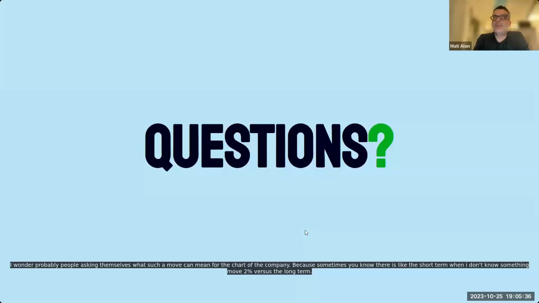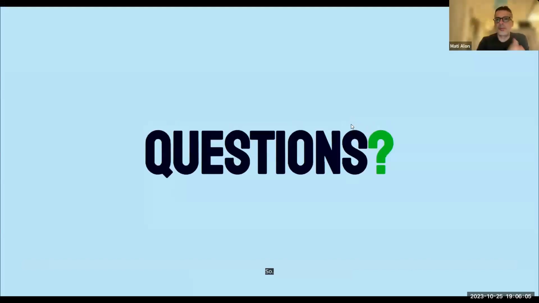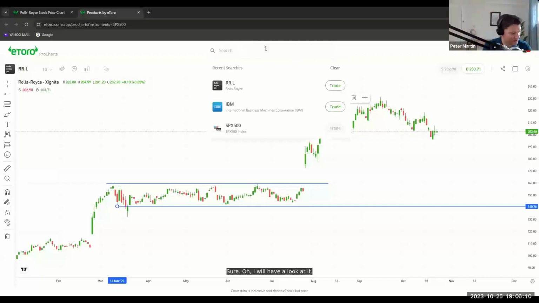I wonder, probably people are asking themselves what such a move can mean for the chart of a company. Because sometimes there is the short term, when something moved 2%, versus the long term. Would you mind looking at the chart and giving your point of view, obviously with no recommendation or anything like that? It's just trying to address something that I know concerns many people because it's such a big company. Sure. All right, we'll have a look at it.